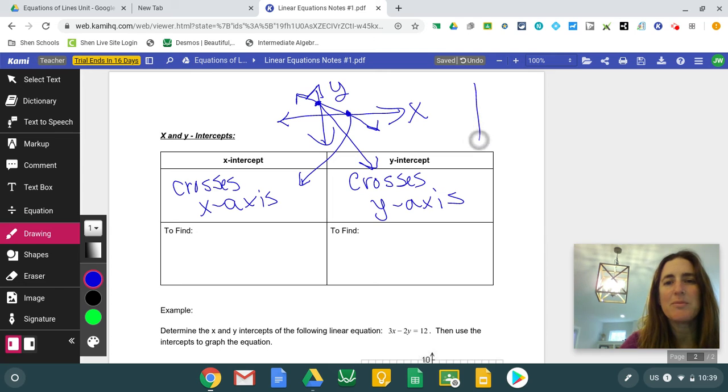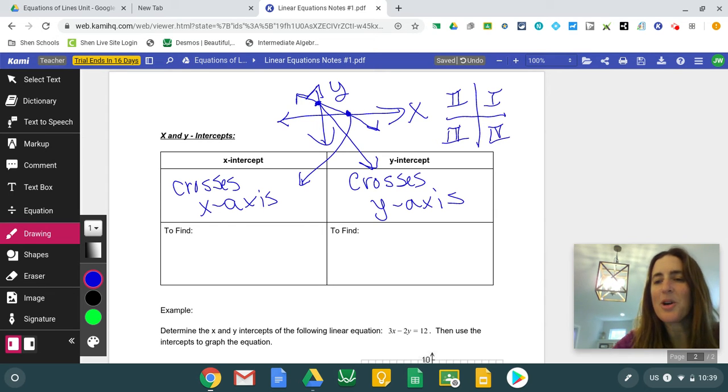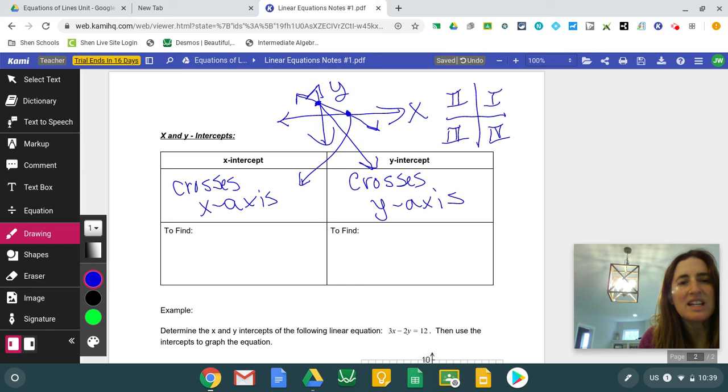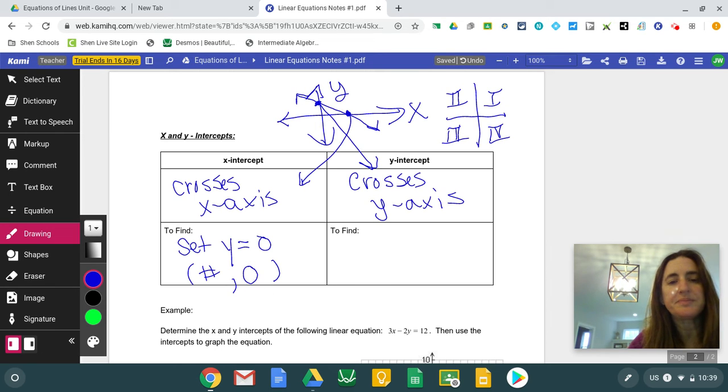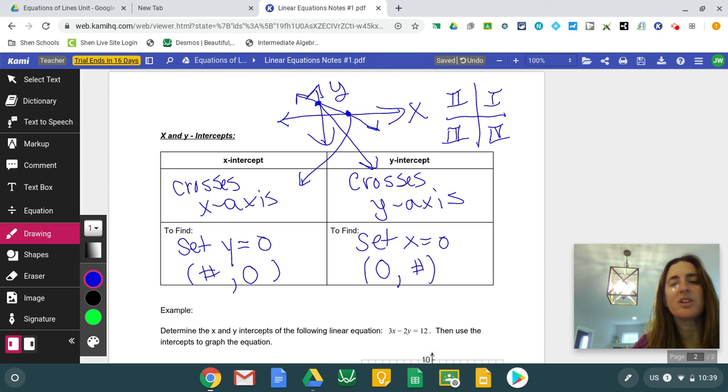Oh, here's another fun fact. Remember your quadrants. This is 1, 2, 3, and 4. And if you're in quadrant 3, you're naughty because you're both negative for your x and your y. Little flashback. Okay, so now to find the x-intercept, you're going to set the y value equal to 0. And then that means you're going to get a number for x, but your y will be a 0. If you want to find the y-intercept, you're going to set x equal to 0. So that means in the x spot will be 0, and you'll get some number answer for your y.